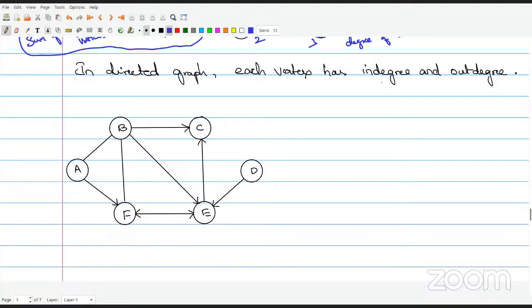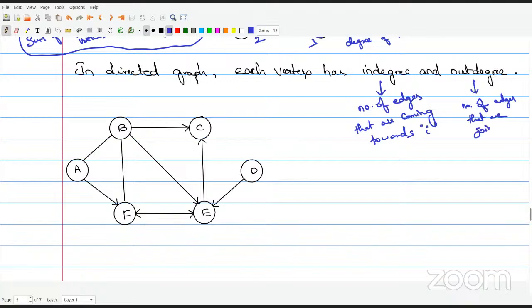So what does in degree mean? The number of edges that are coming into that vertex, towards the vertex I. And what does out degree mean? The number of edges going out of the vertex, going out from I. So here also it is the number of edges, but in a directed graph, each vertex will have some edges coming towards that vertex and some edges going away from that vertex.